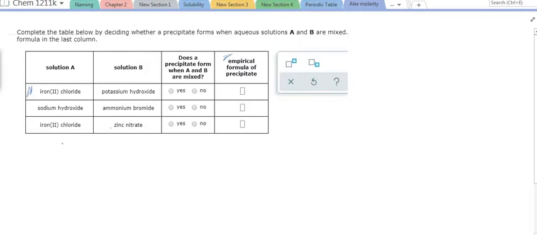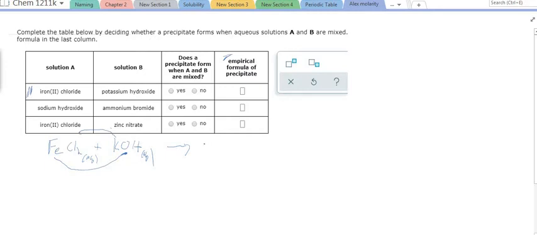Okay, so we should actually just do the chemistry. Let's go ahead and write down iron 2 chloride. Iron 2 chloride is FeCl2 plus potassium hydroxide, KOH. They tell us that these are both aqueous, and this is aqueous as well. What are the products going to be? If you remember, iron is going to come over here and go with hydroxide, and potassium is going to go with the chloride.